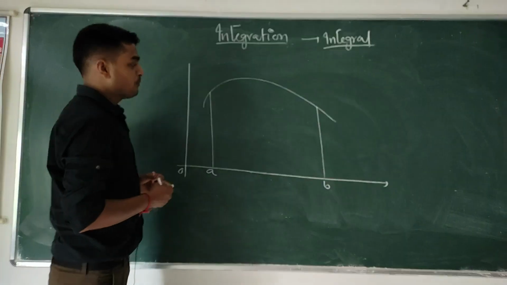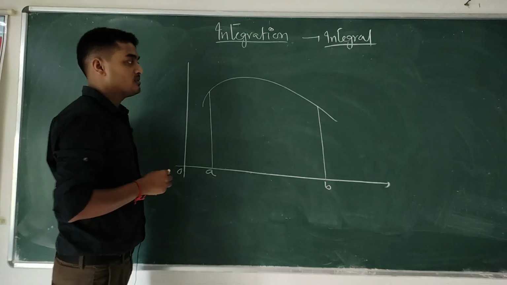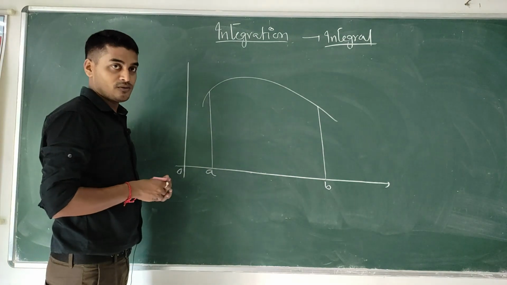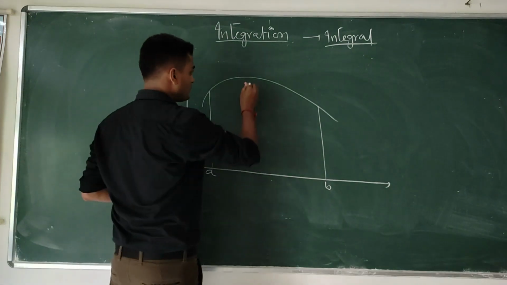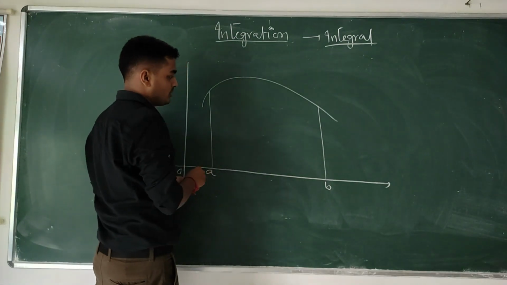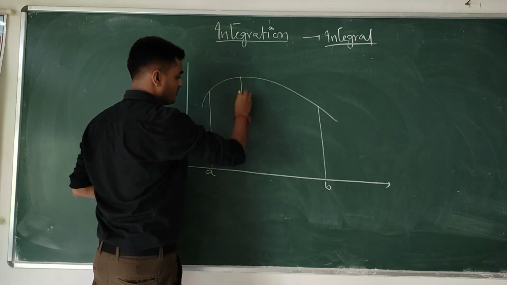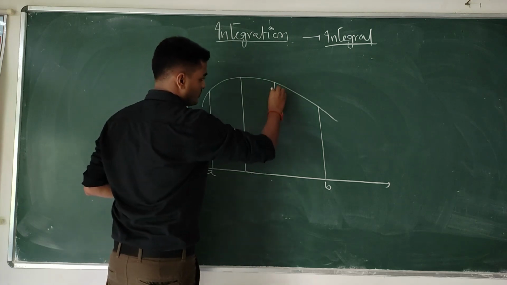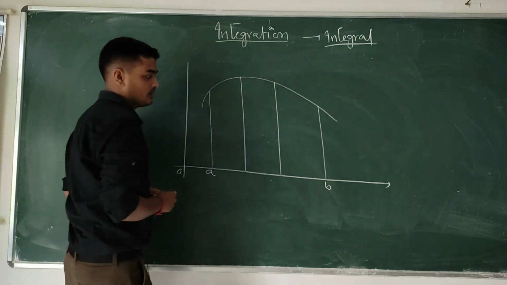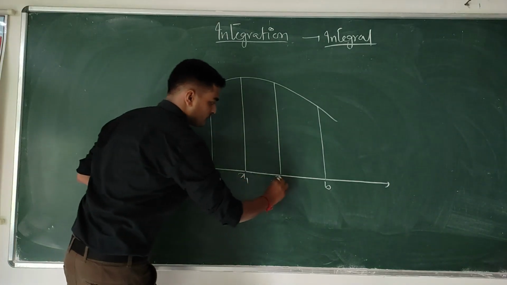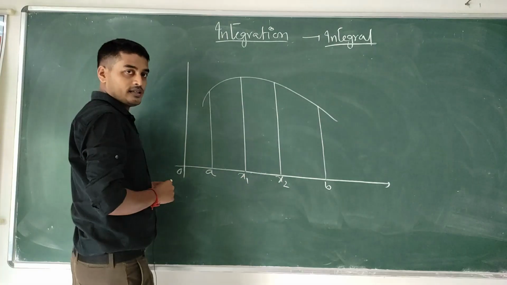So what we will do, we will divide it into some small parts. We will convert it into some regular figures. For example, we have divided it into these parts, suppose this one is x1, this one is x2, correct.